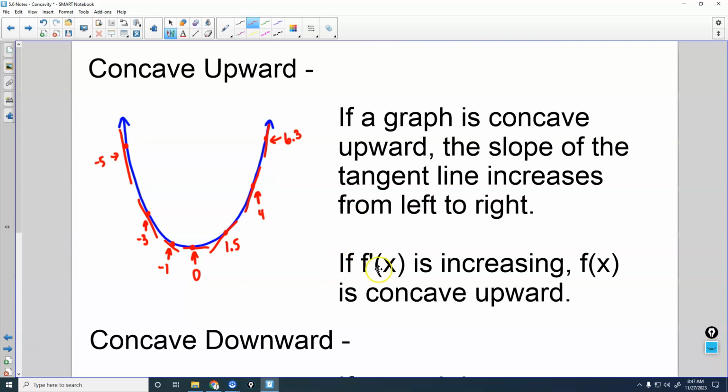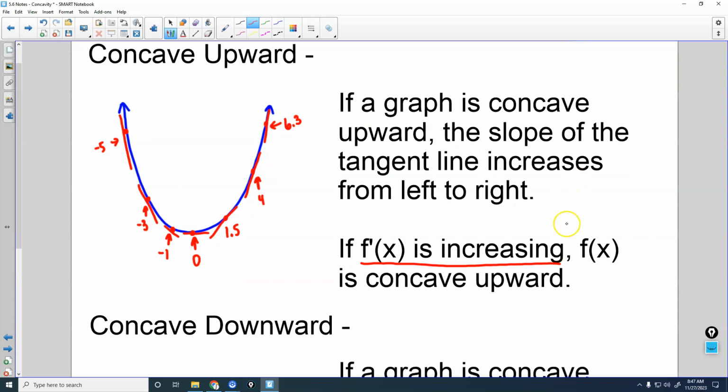So if f prime is increasing, then f is concave up. All right, so if our derivative is increasing, f would be concave up. Is it always left to right? Yes, always left to right. Yep, always do it left to right.